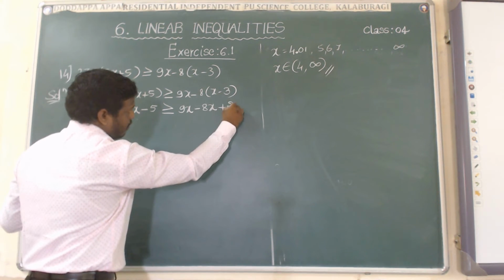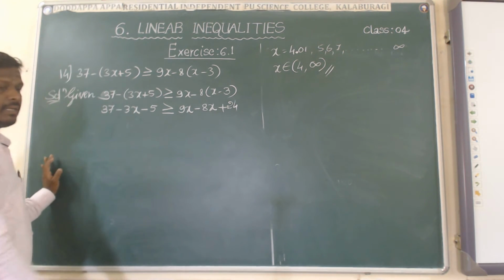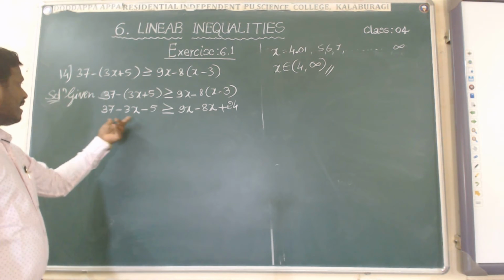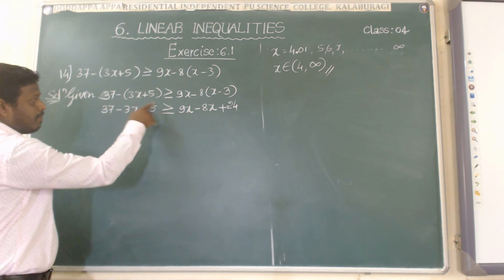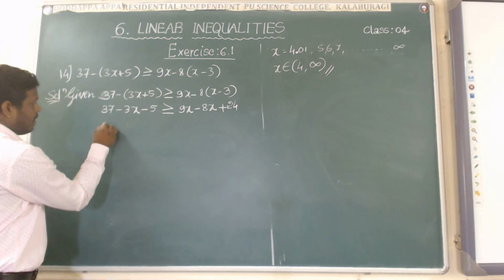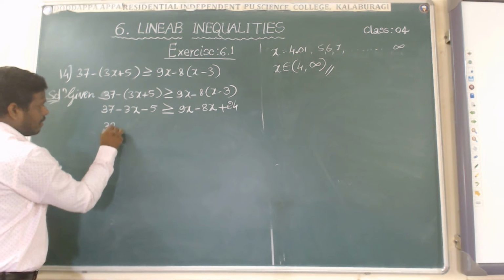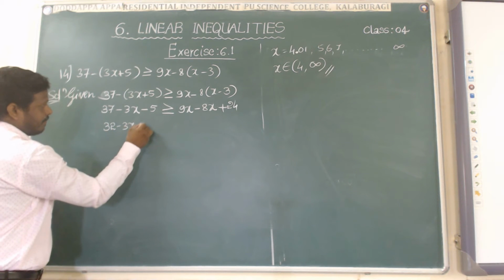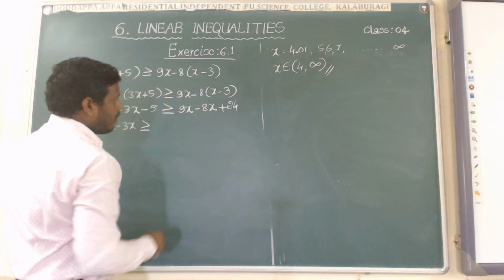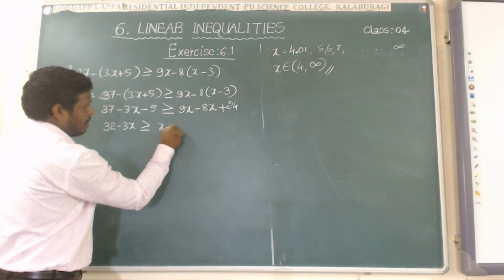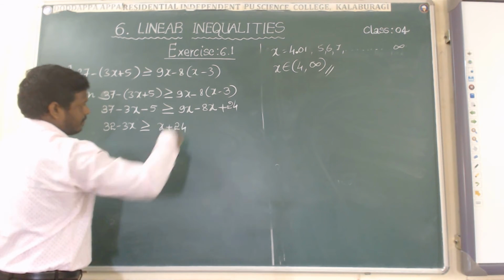Yes, very simple. From the LHS side, see if there are any like terms. Yes, this 37 minus 5 is there. Simplify, we will get 32 minus 3x is more than or equal to. Here these two are like terms. Simplify, we will get x plus 24 left here.